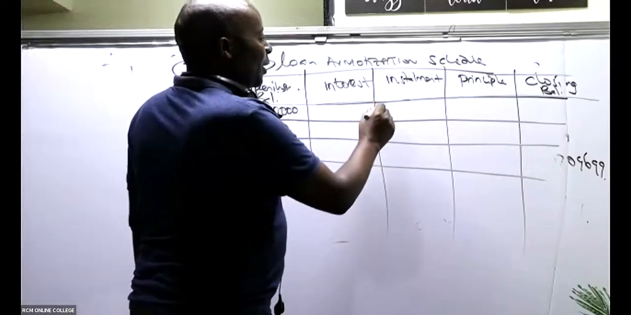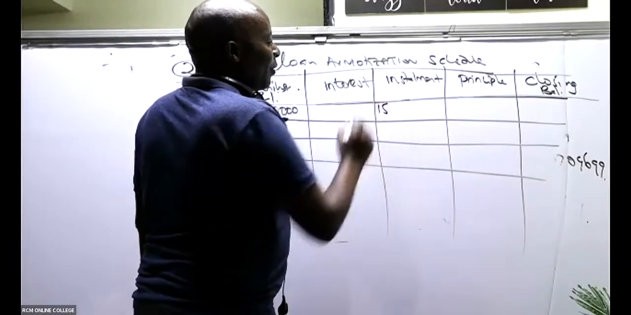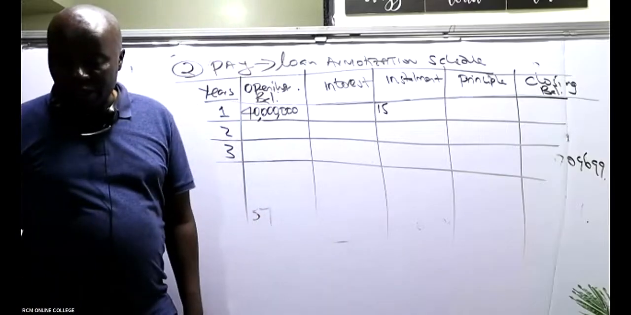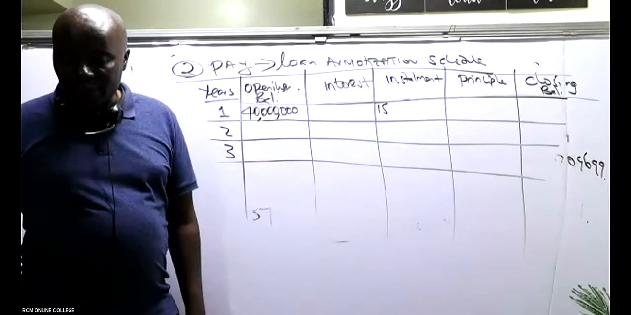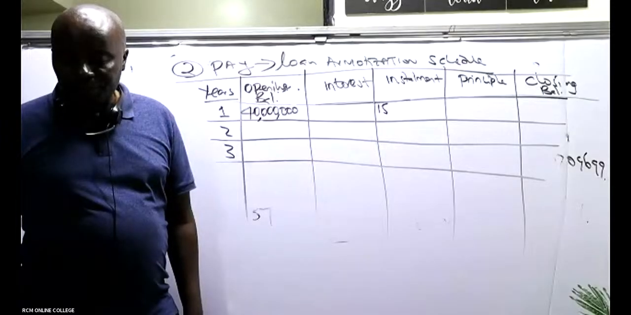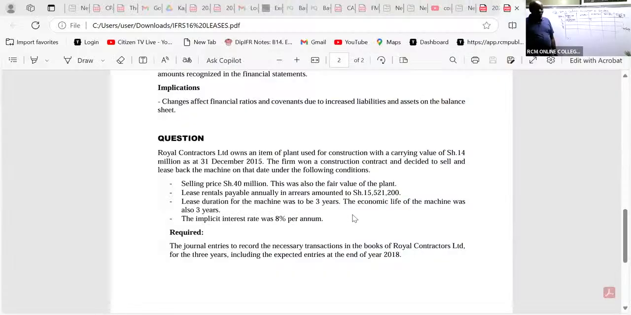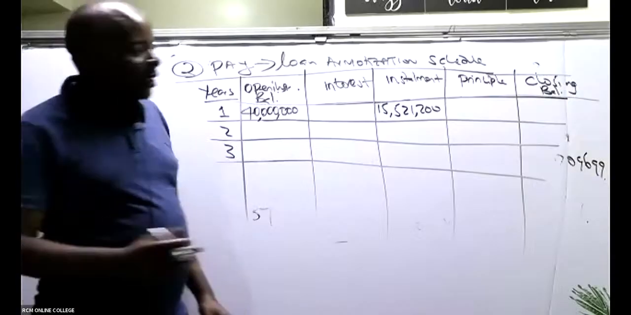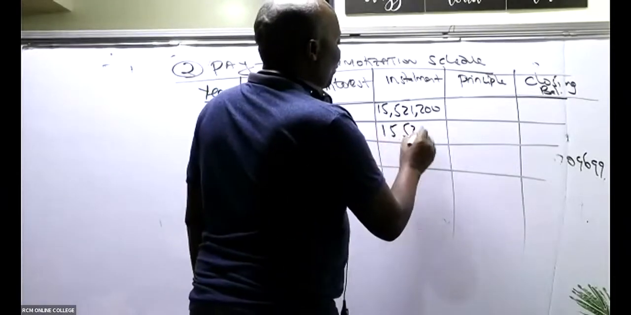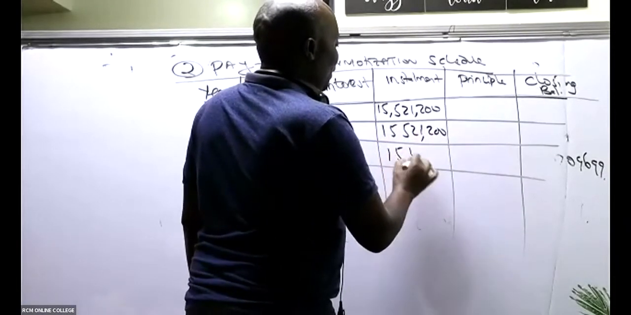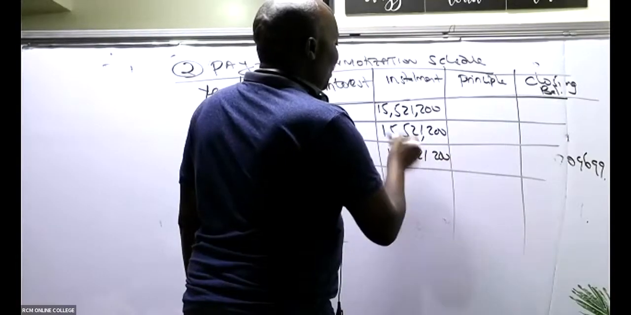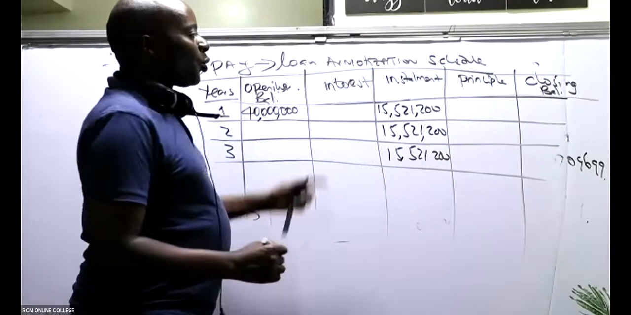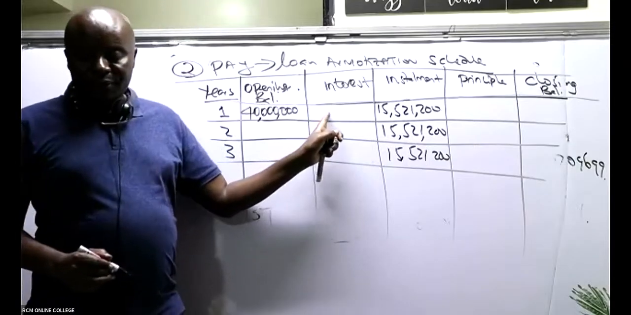We know the installment per year, 15, 5 something. Let's pay it. So we know it's 15,521,200, like that. And then remember, we are paying this on an equal basis. Let's pay it. 15,521,200. Remember, it can't be that easy. There will be issues like what year? Interest. Interest will be there.